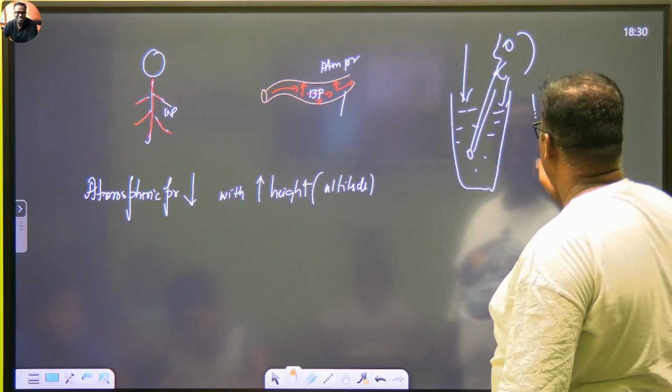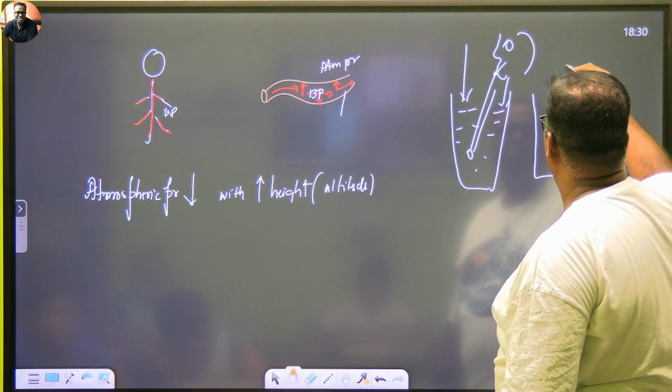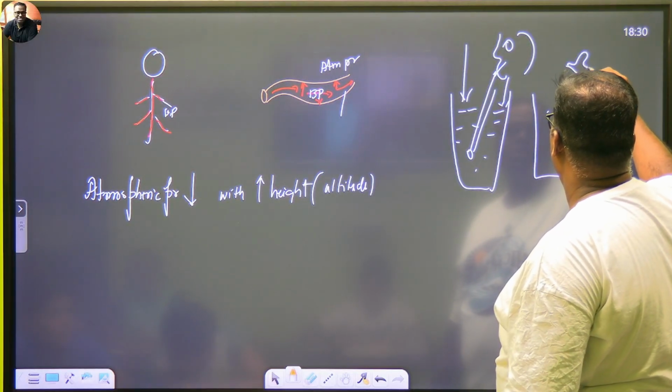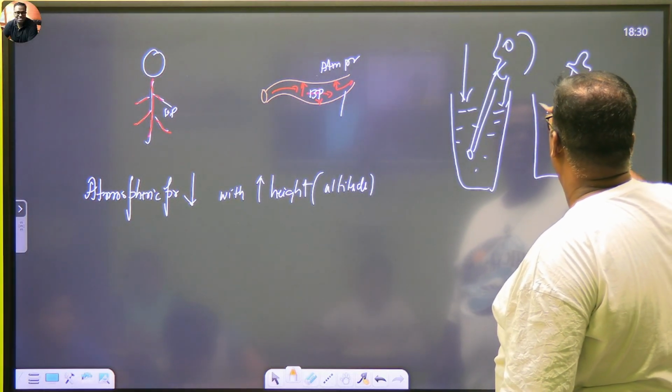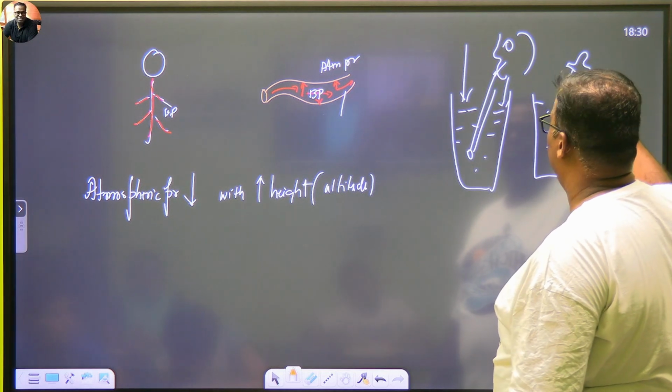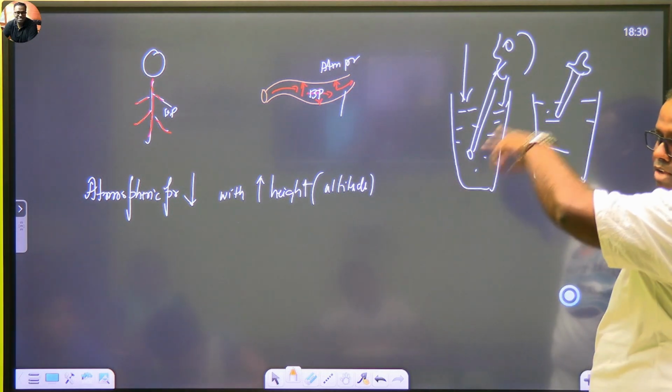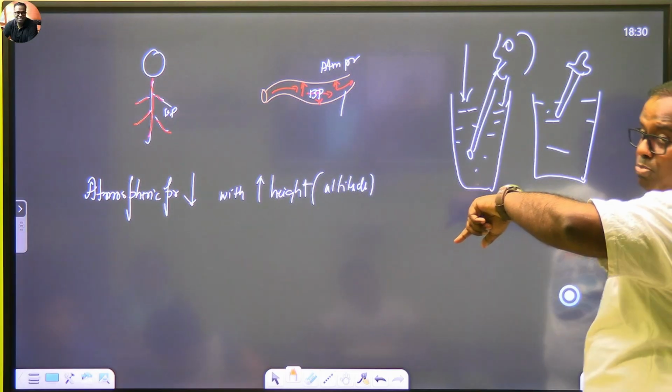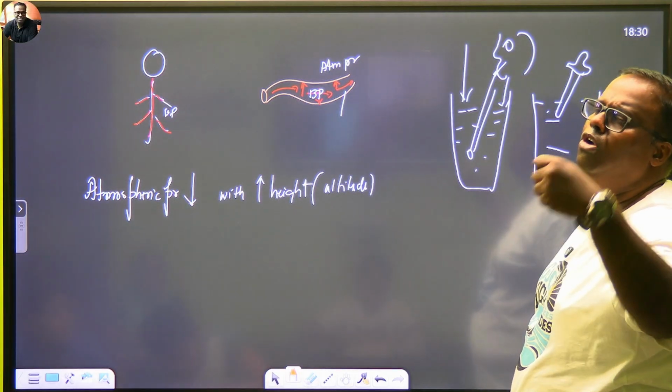Number two example, filling something with a dropper. Have you seen the droppers that we use? Now when you squeeze the dropper, what happens? You expel all the air from the dropper's capillary. So pressure inside the dropper has become almost zero.